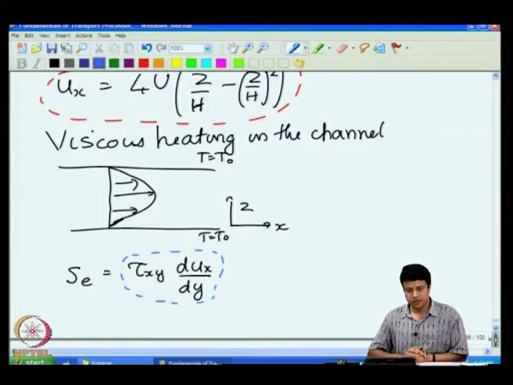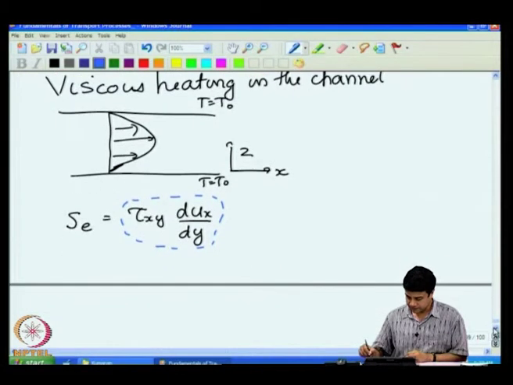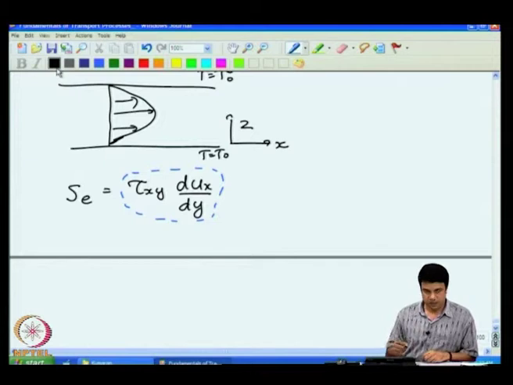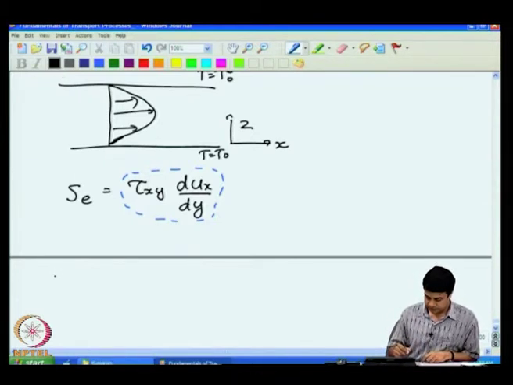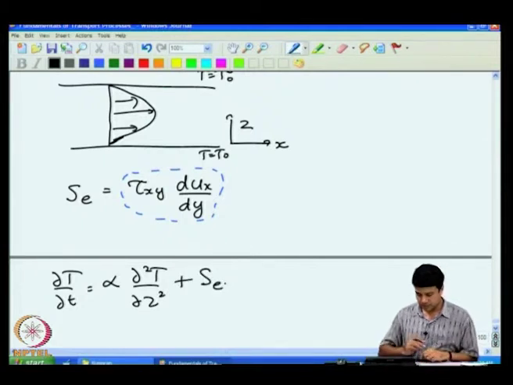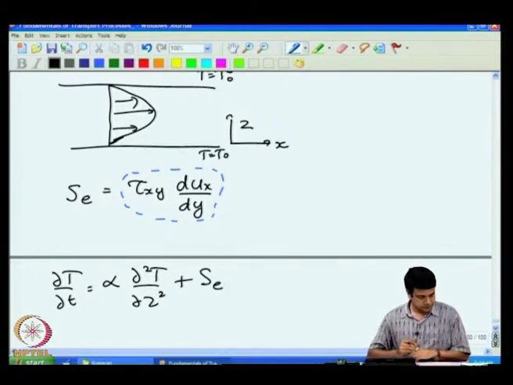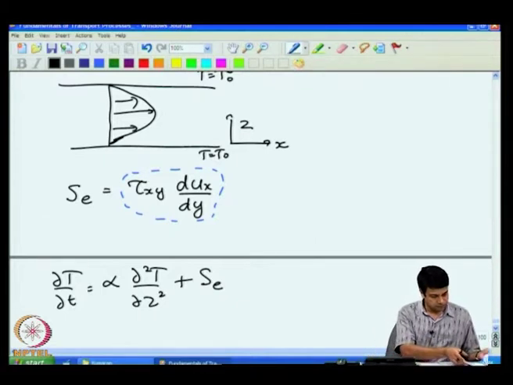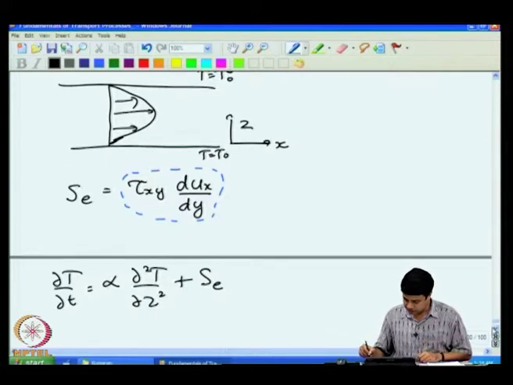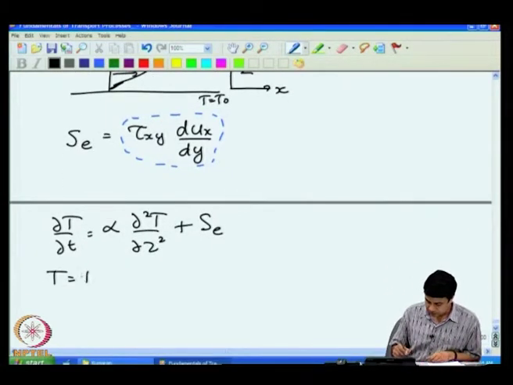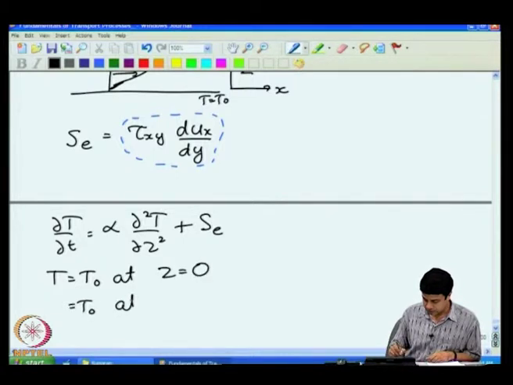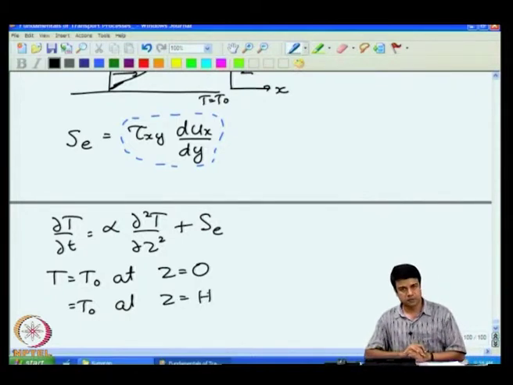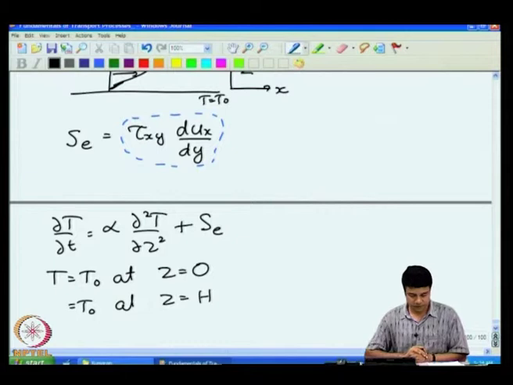Okay. So, with this expression for the rate of viscous heating, the heat transfer equation is of the form dT by dt is equal to the thermal diffusivity times d square T by dz square plus S_E. Okay. With boundary conditions, T is equal to T naught at z is equal to 0 and T is equal to T naught at z is equal to h. Okay. So, those are the boundary conditions. So, using these I have to solve this equation.